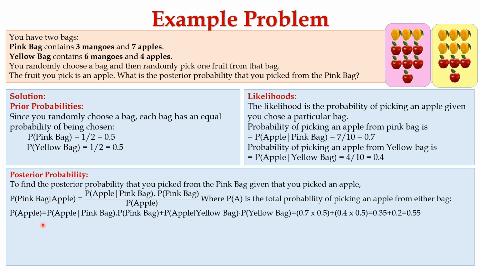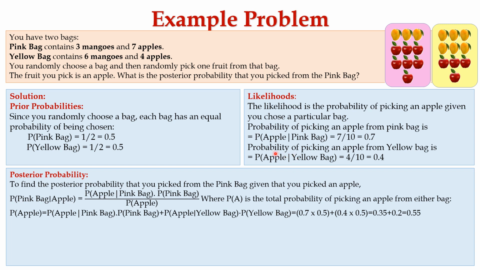Probability of apple is equal to probability of apple given pink bag into probability of pink bag. We have found these values already; we can see them in the likelihood. Probability of apple given pink bag is equal to 7 divided by 10, which is 0.7. Then the probability of pink bag is 0.5. So we can substitute the values as 0.7 into 0.5, then plus probability of apple given yellow bag into probability of yellow bag.